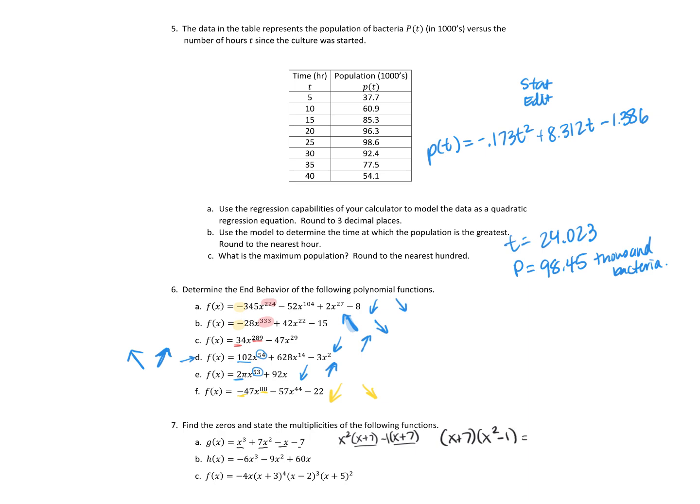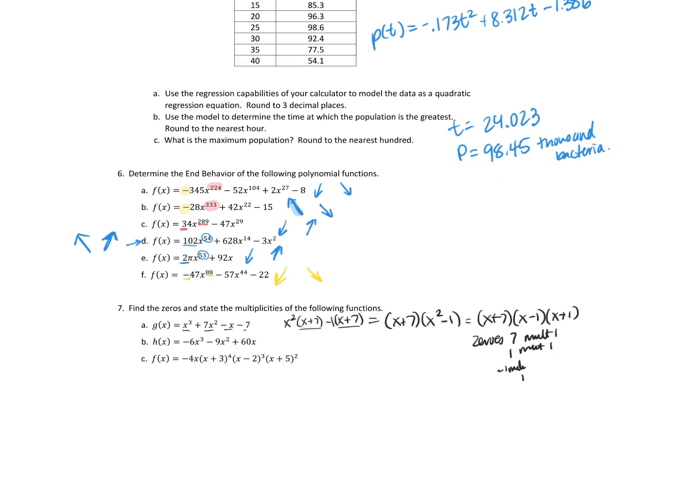Again, that's a difference of squares. So I get x plus 7, x minus 1, x plus 1. So the zeros are minus 7 with multiplicity 1, because there's only one factor, then 1 with multiplicity 1, and then minus 1 with multiplicity 1. That's the first one.